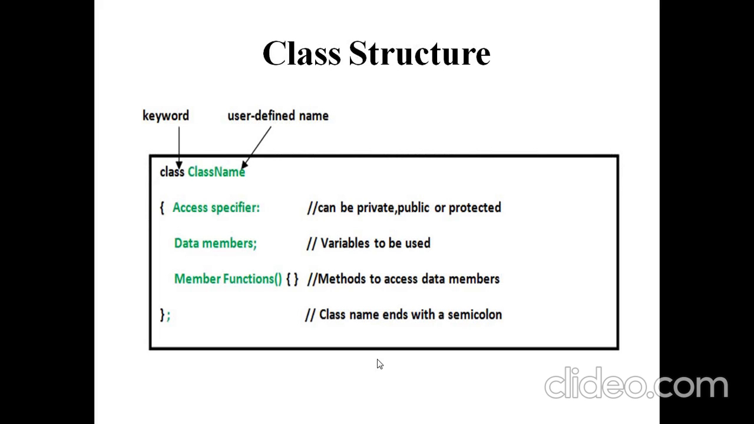It is the structure of the class. Class is a keyword. Class name is a user defined name. Depending on the program or user requirement, we can give any name. It holds data members and member functions. For these data members and member functions, we specifically mention access specifiers with a colon. Data members end with a semicolon, and member functions are like functions.